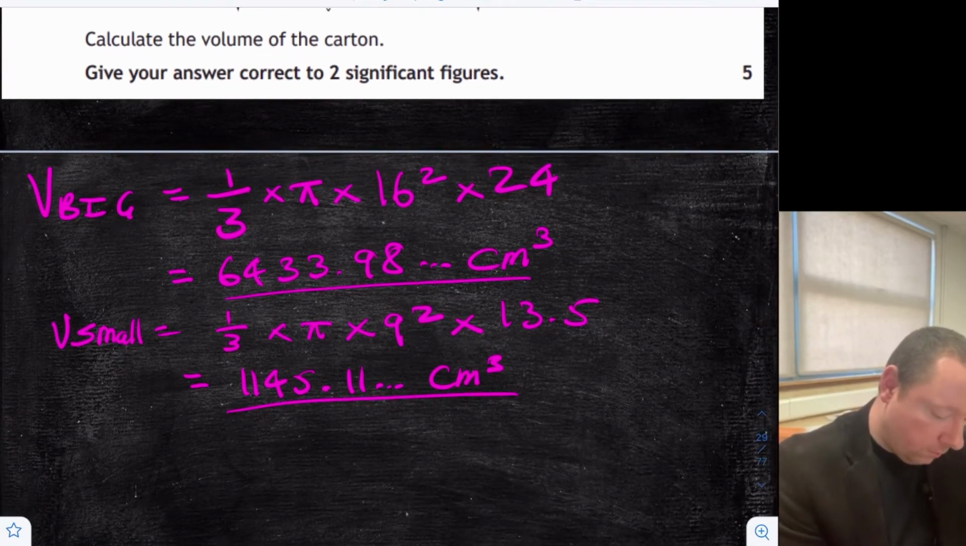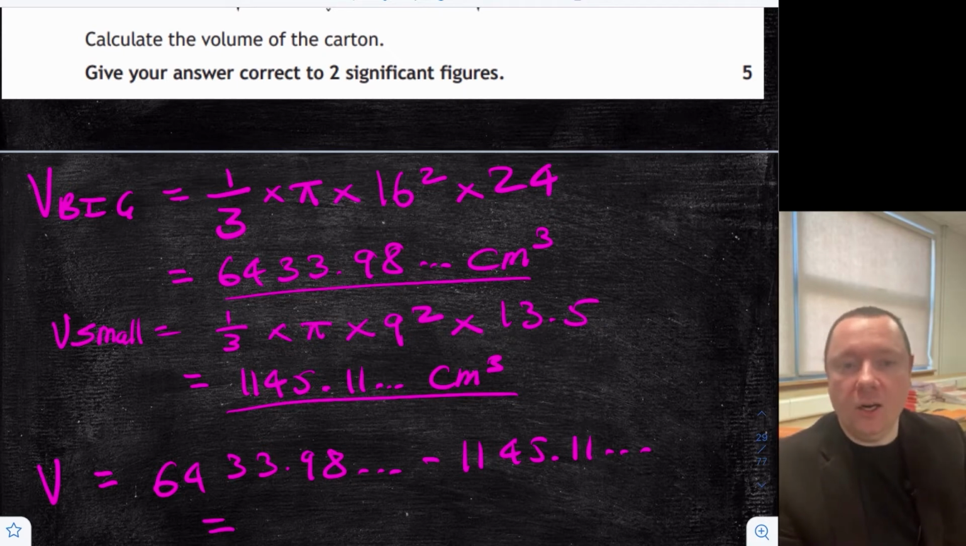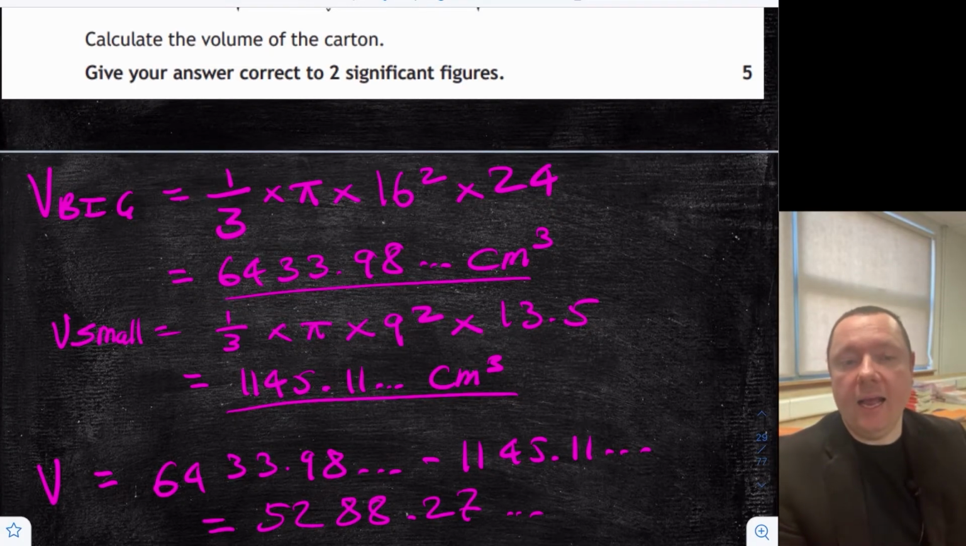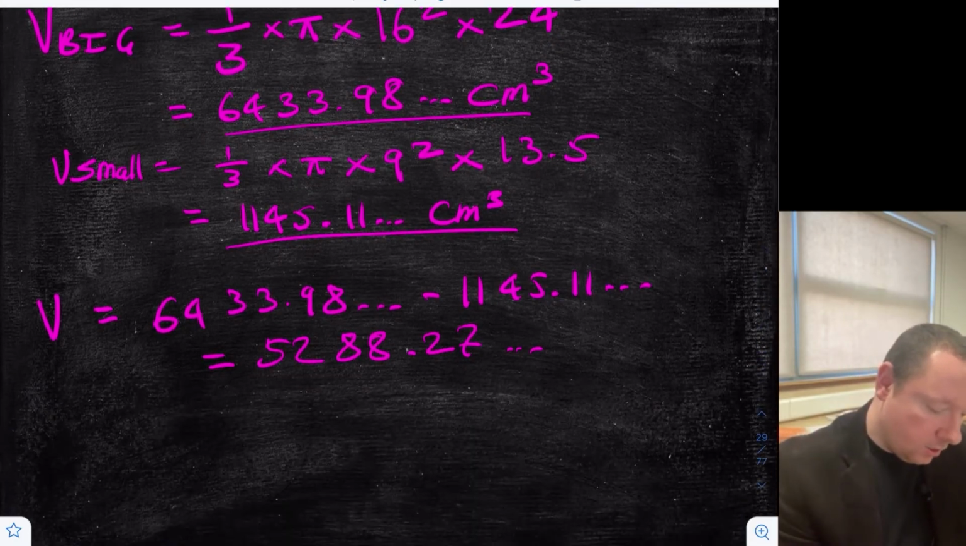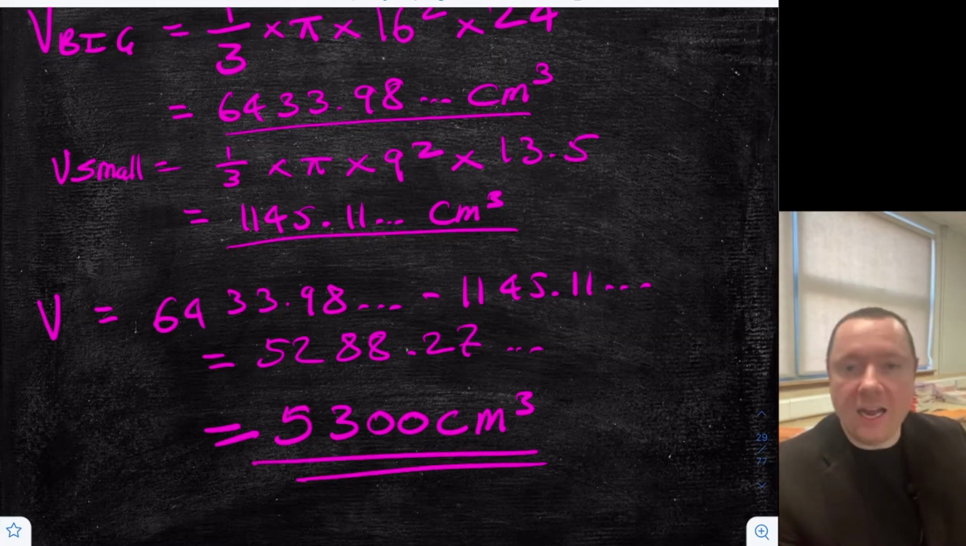So our volume is equal to 6433.98 minus 1145.11. And that gives us, using the unrounded figures to take away, 5288.87. And then we get a final mark for rounding: 2 significant figures, it says. So that equals 5300 units, centimetres cubed, for 5 marks.